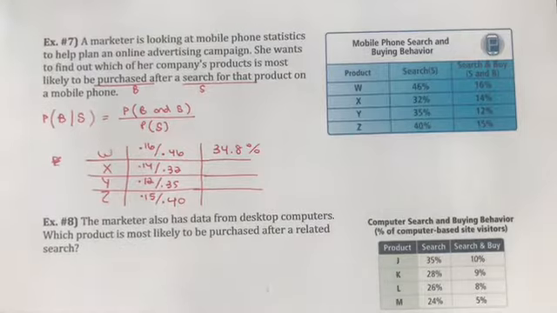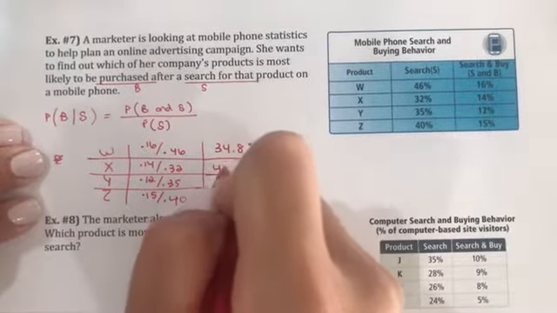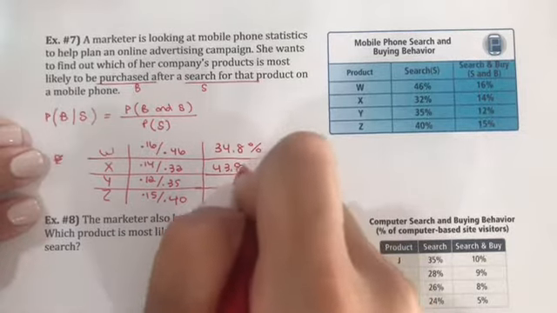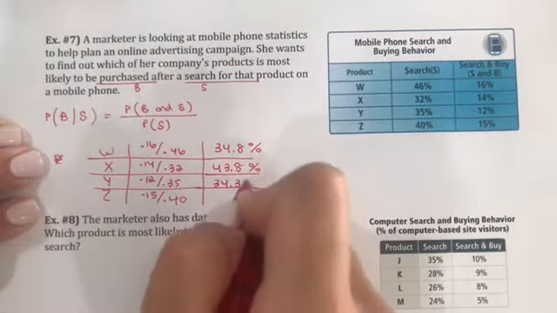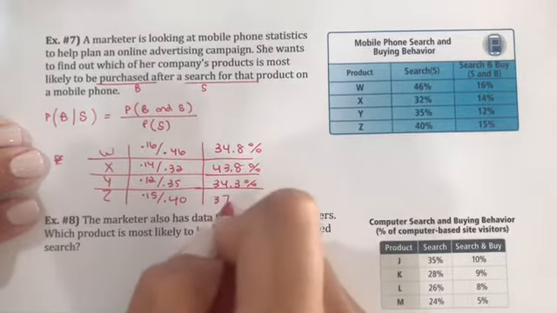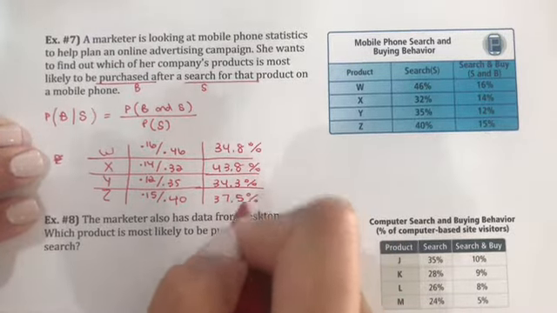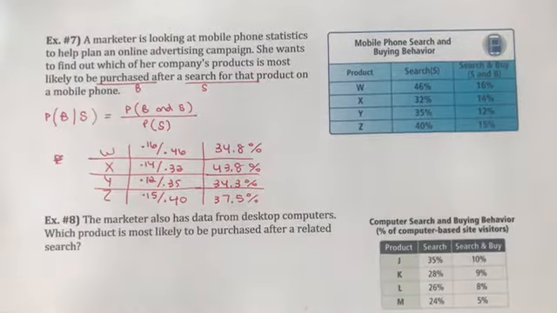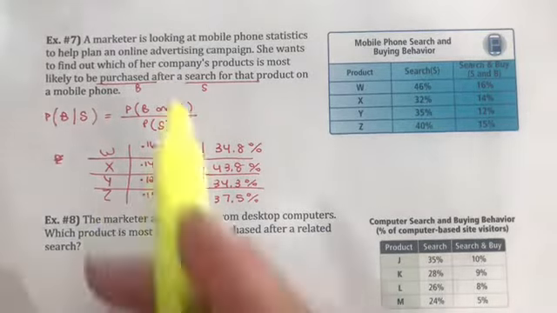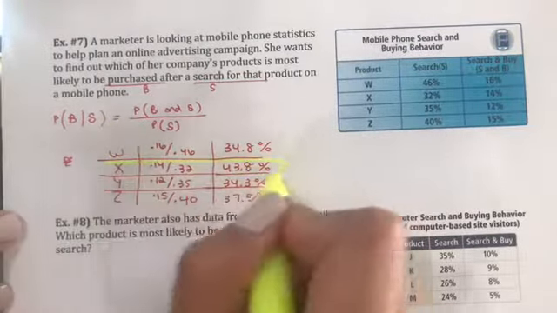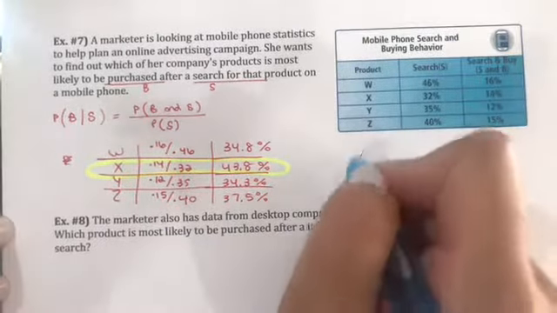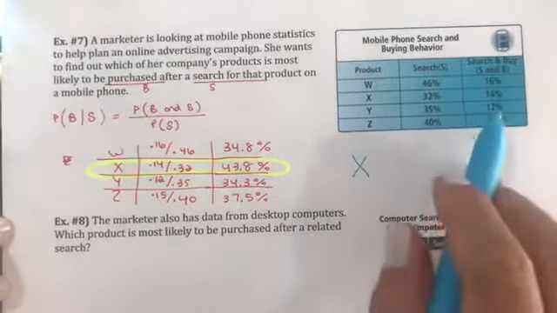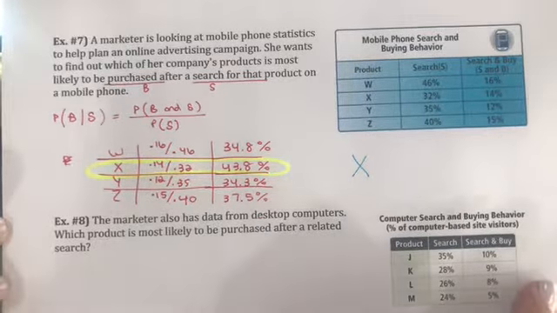Typing these in, I have 43.8, 34.3, and 37.5. So which of these has the highest probability? It would be product X. It has the highest percentage of people searching and also buying.